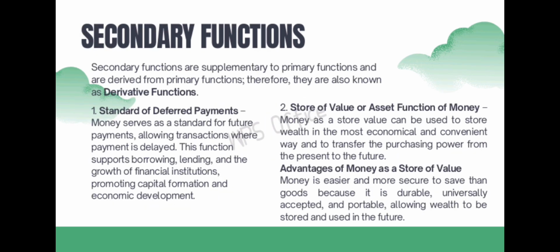Second category is secondary functions. Secondary functions are supplementary to primary functions and are derived from primary functions. Therefore, they are also known as derivative functions. First is standard of deferred payments. This means money can be used to pay for goods and services at a later time, not just immediately. It allows people to borrow and lend money and make agreements where payment is delayed. For example, you buy a cell phone in installment and pay 1,000 every month.